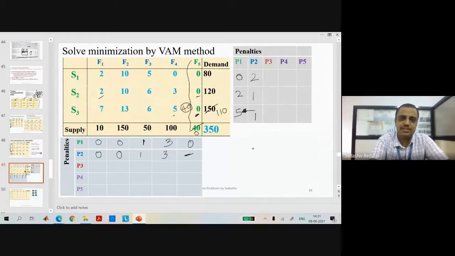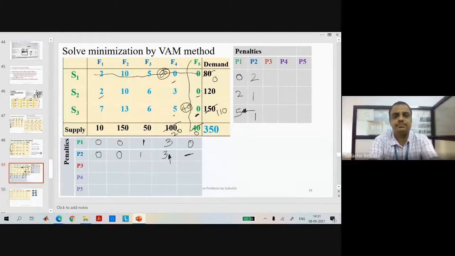So it means that 3 is the highest penalty. For this 3, what is the least number? This 0 is the least number. What is the demand? Demand is 80 and the supply is 100. So we can go for allocating 80 here. If you allocate 80, then it's a 0 and this will be cancelled, and the remaining is 20.